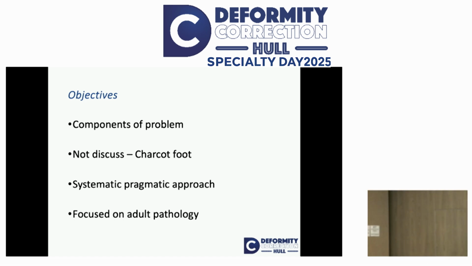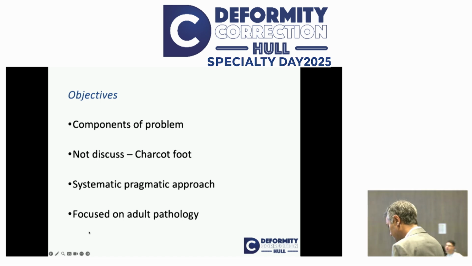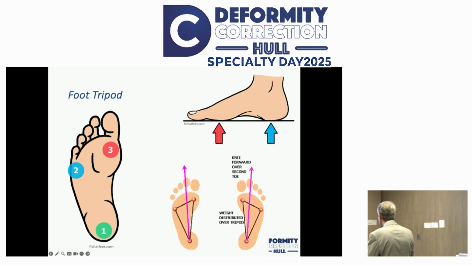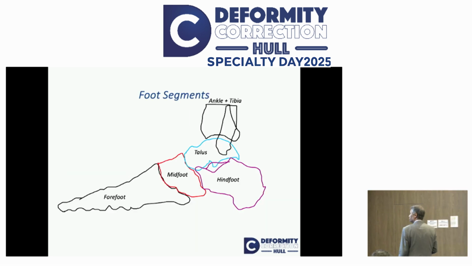Because if you look at, let's say, equinus, it's very complicated. So my approach is to divide the problem into smaller problems. I think the most important thing from an adult perspective, how I see it, is the foot tripod. Is there a normal tripod or not? That's one of the issues. So if you divide the problem, as I said, let's say equinus, where the problem is, that might help us solve it.